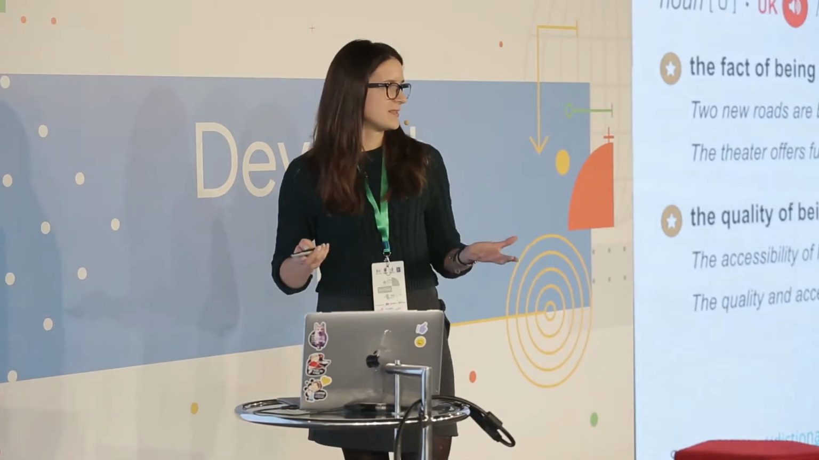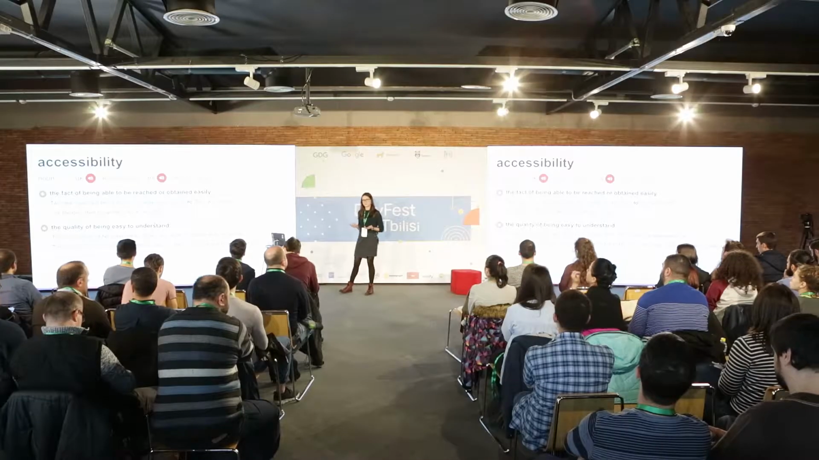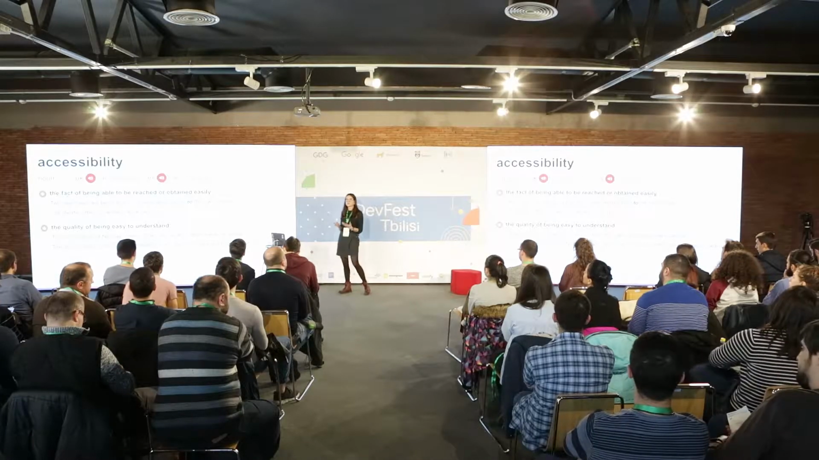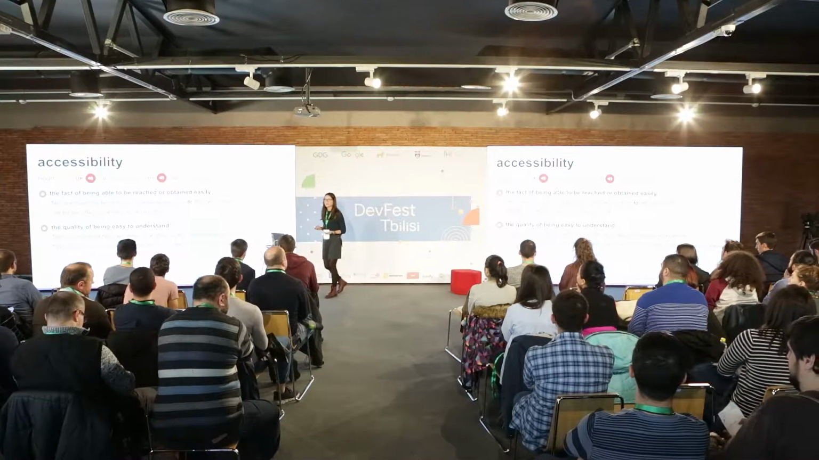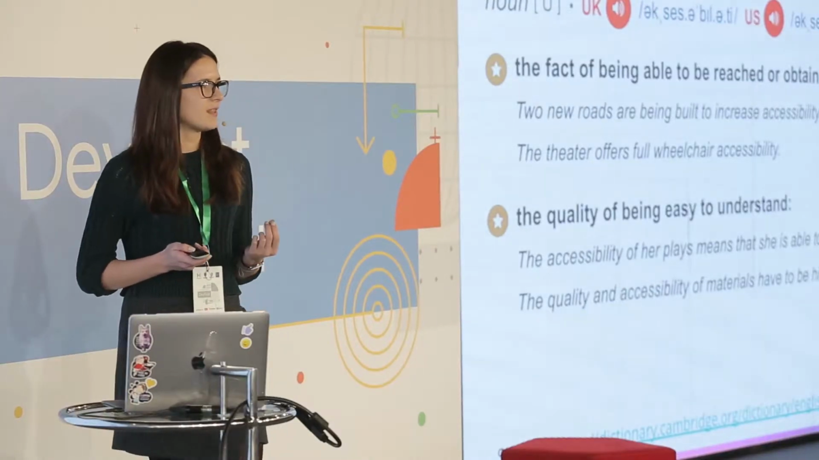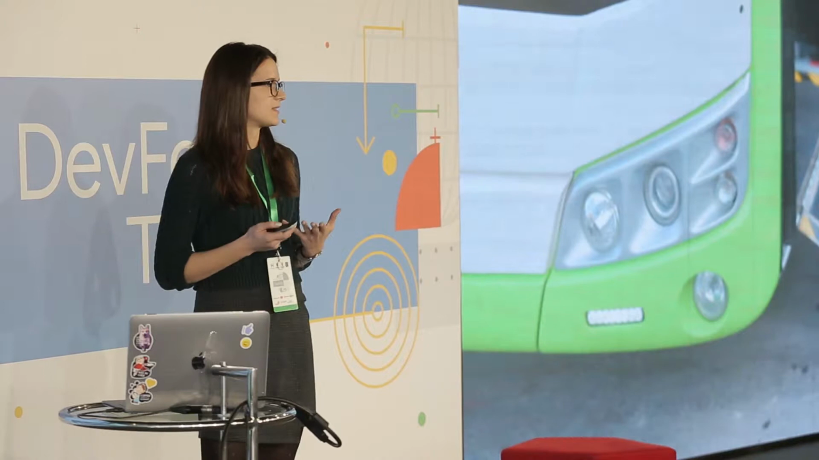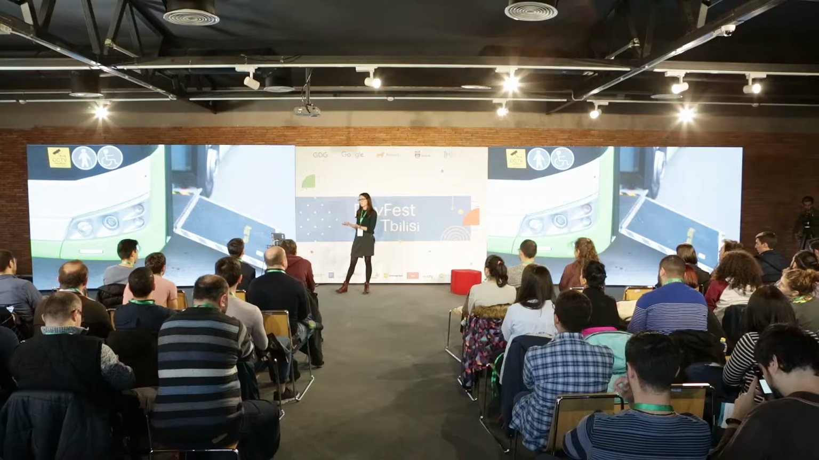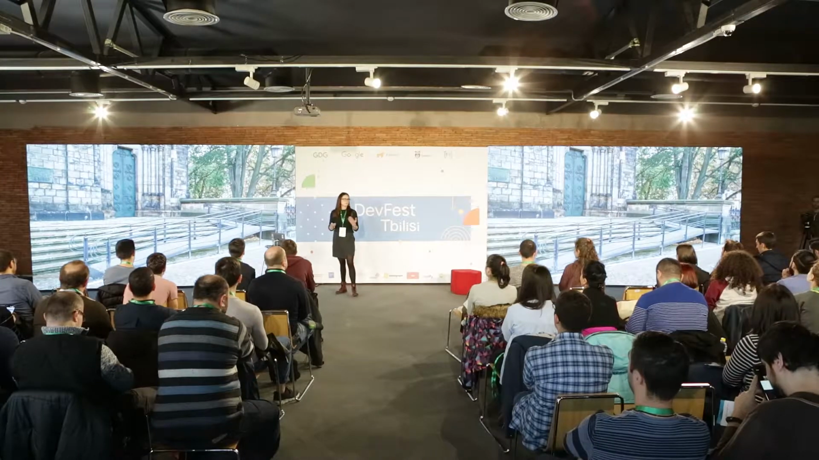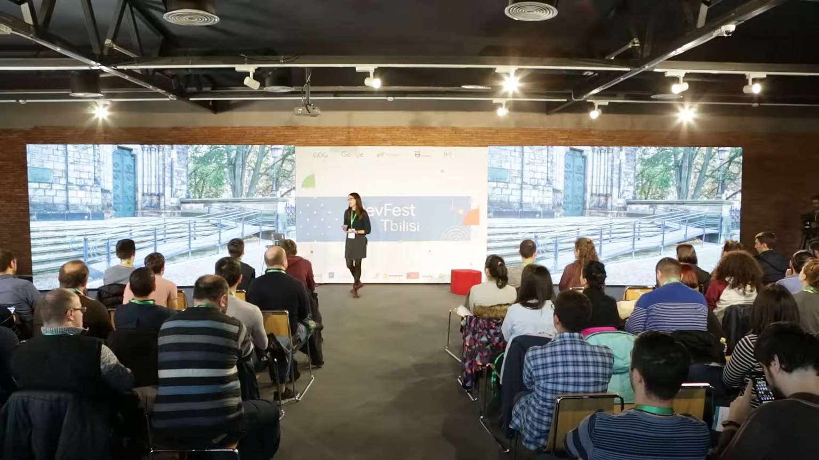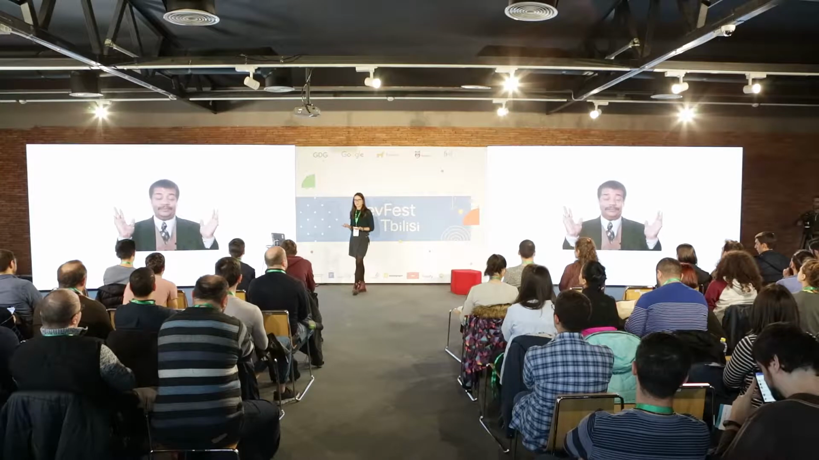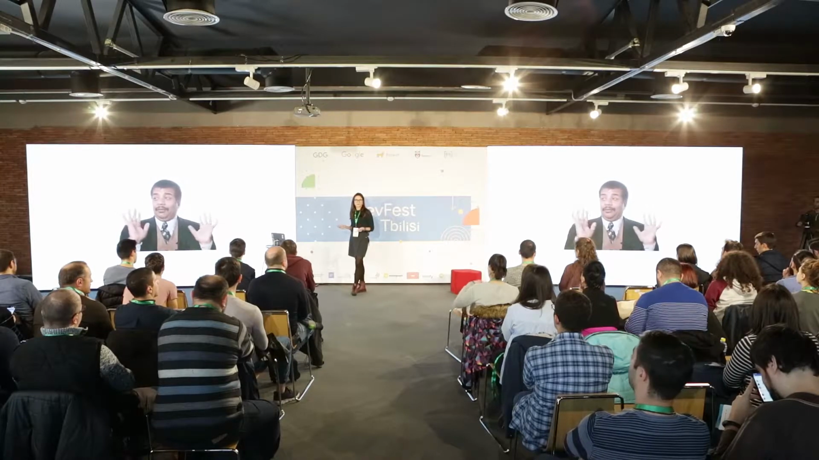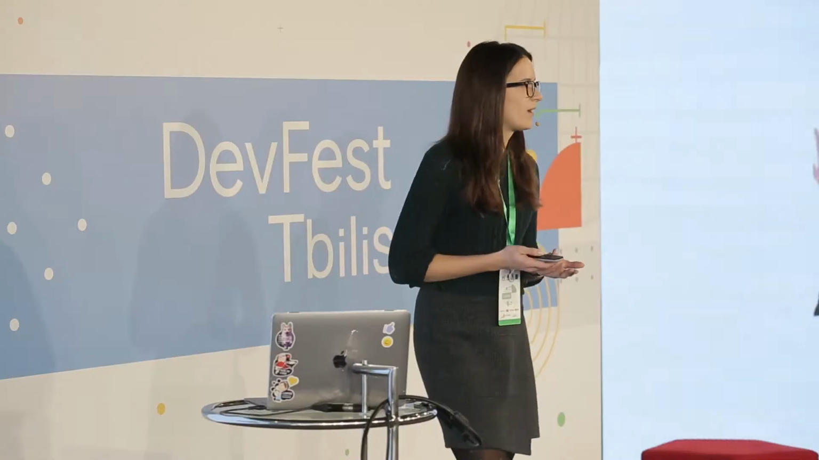What is actually accessibility? According to the Oxford Dictionary, accessibility is something that you can reach, understand, and get to, right? In real life, we often apply accessibility to things like wheelchair ramps in buses, wheelchair ramps to buildings, to shops. And here's the question: why not do the same for websites? Why not make websites accessible too?